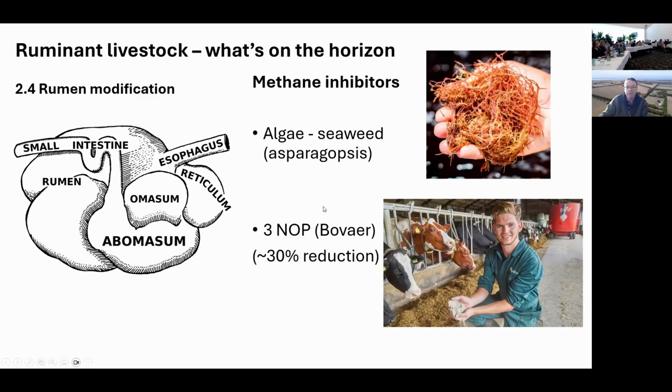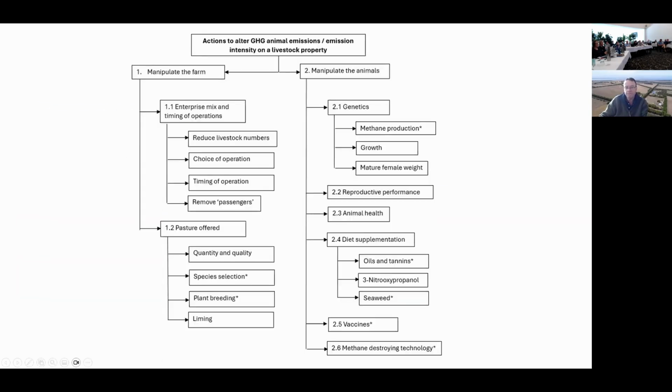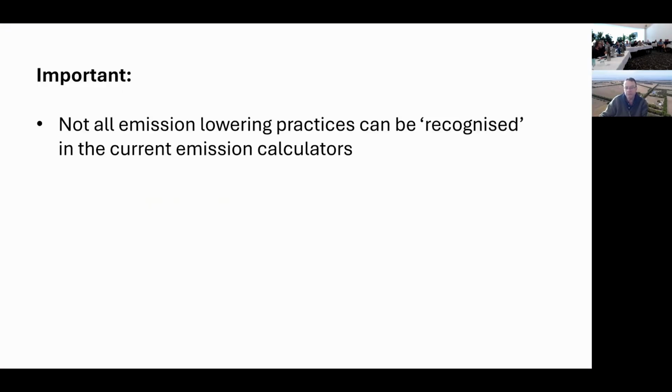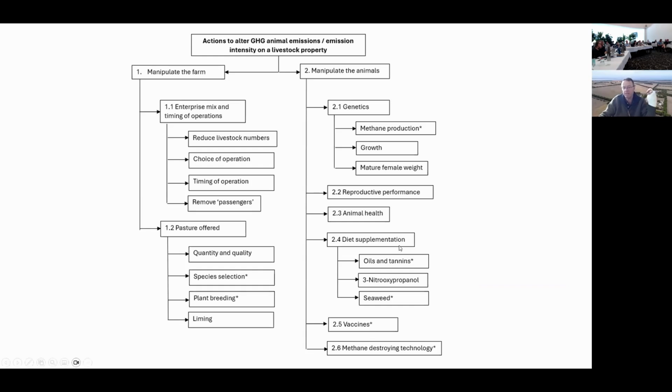There are a couple of other ones. If I just flick back to this graph here, sorry, I should have put this at the start. So they were the dietary supplements, 2.4 down there. There's a bit of work going on with vaccines at the moment. Most advanced is one company that, and the beauty of the vaccines is that you vaccinate the animal, it modifies the saliva compounds that are coming out of the saliva, one of which is a compound that reduces the methane production in the rumen.